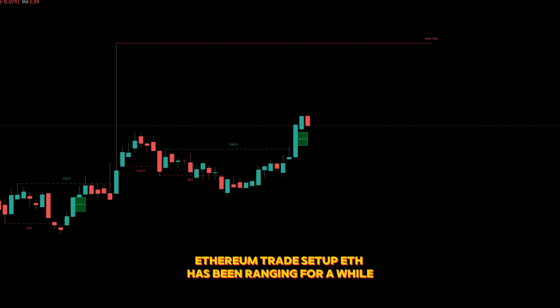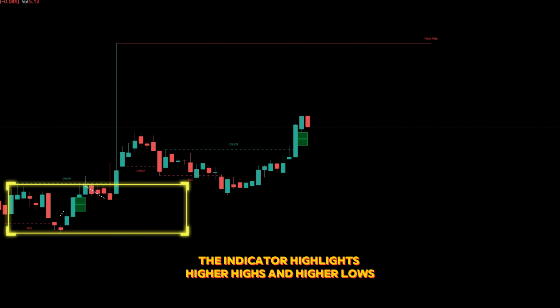Real trade examples. Now that you understand what this indicator does, let's put it to work. Example 1, Ethereum trade. Setup. ETH has been ranging for a while. The indicator highlights higher highs and higher lows.